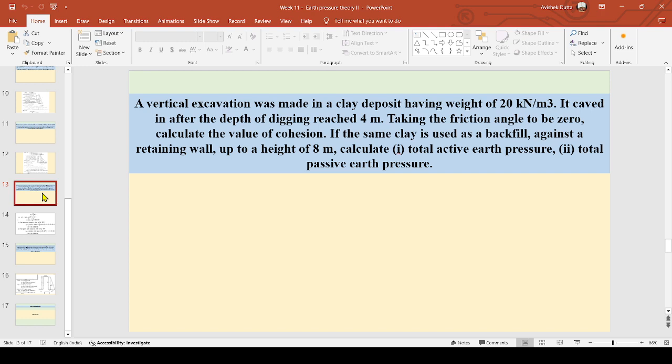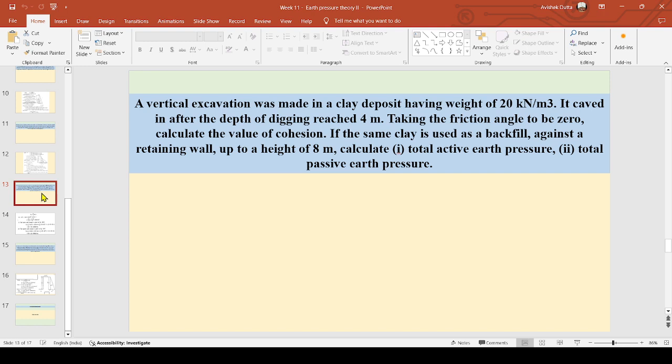In the same way, you will find out the cohesion value and use it to find out the total active earth pressure and total passive earth pressure in location B, where the backfill is used against a retaining wall up to a height of 8 meter. The backfill has a unit weight of 20, constant in both locations. In the first place, it caved in after reaching a digging depth of 4 meter. Is it clear?